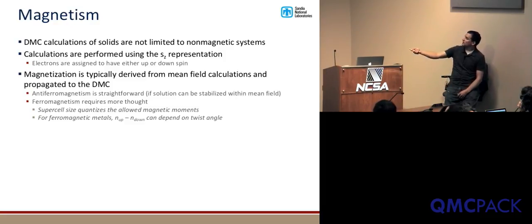For instance, for a given supercell size, the actual magnetizations that my primitive cell can have are quantized. I've got to have an integer number of up electrons or down electrons. And for ferromagnetic metals, that could even change depending on the twist angle that you use. So that gives you a bit more freedom in this granularity, but you have to be thinking a little bit more.